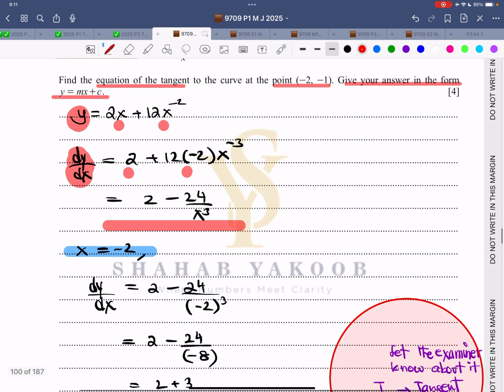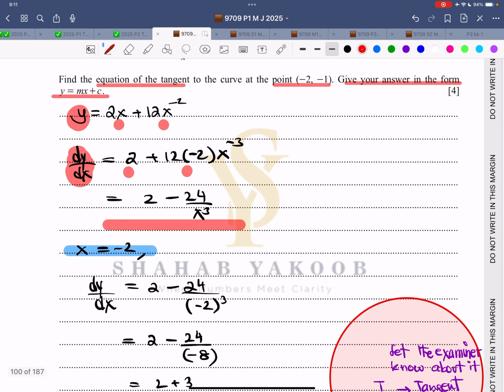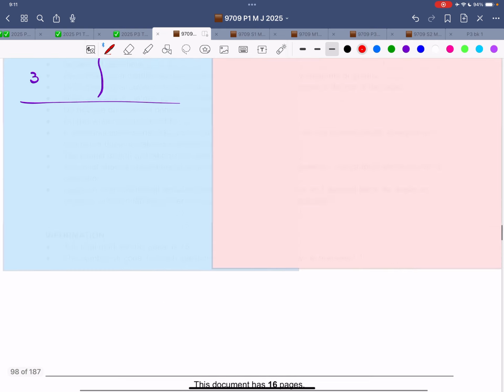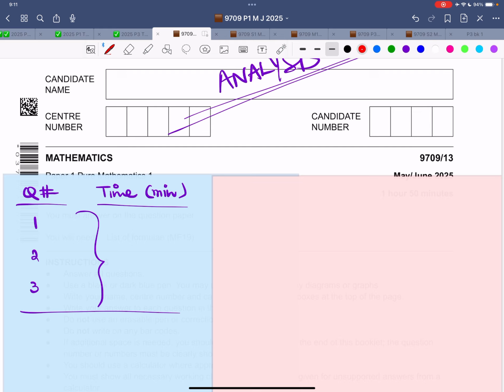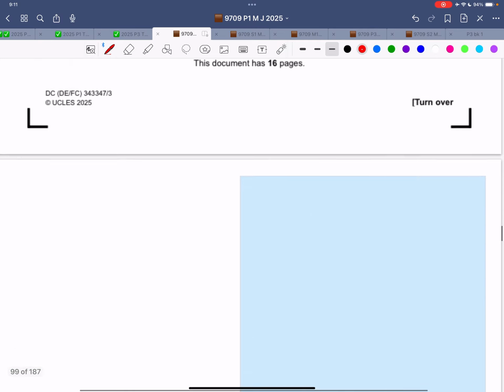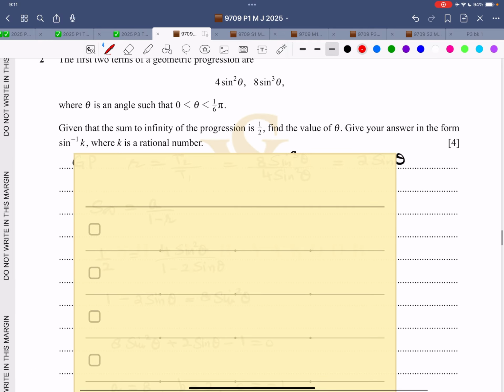So that was straightforward. And by the way, we started like 2 minutes ago. So let me write down the time. We started at 9:09 a.m. And let's see how much time does it take. So question number 1 is done.